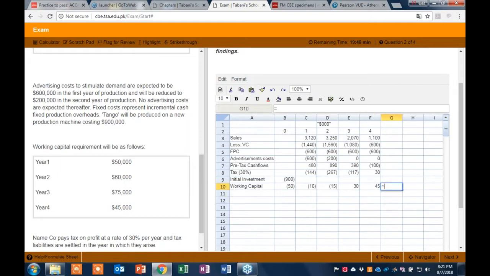And remember, usually the sum of all these should be 0. So to make sure it's 0, I just summed all these values, so it's 0, because we have to eject all the working capital by the end of the project. Is it clear?